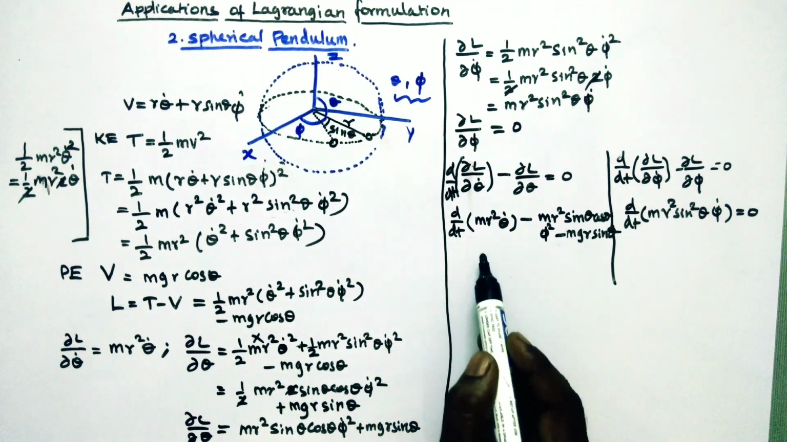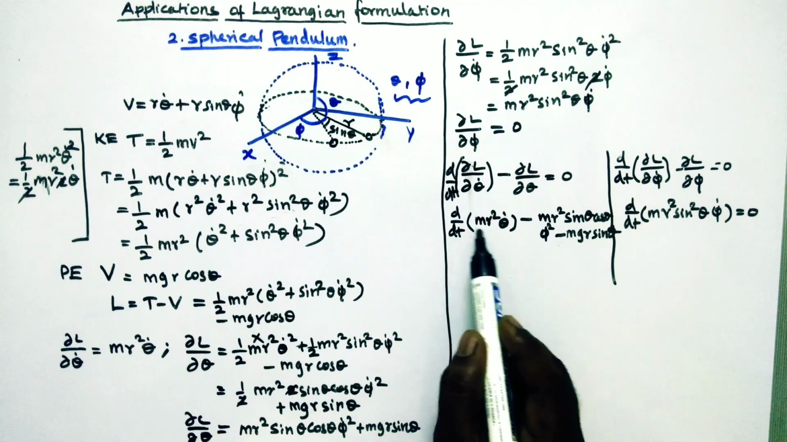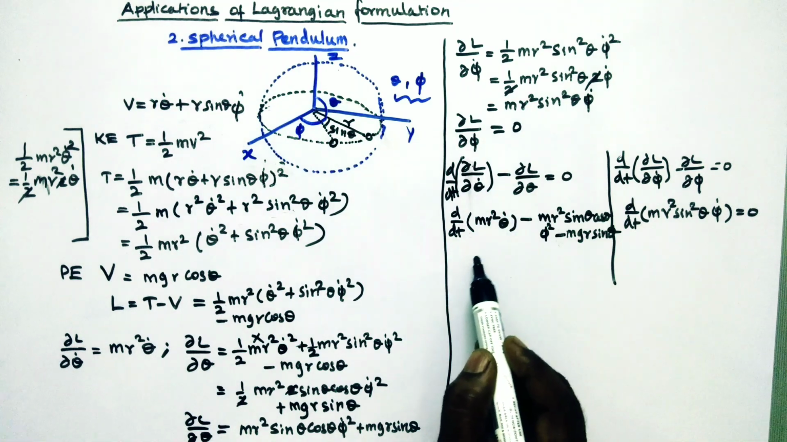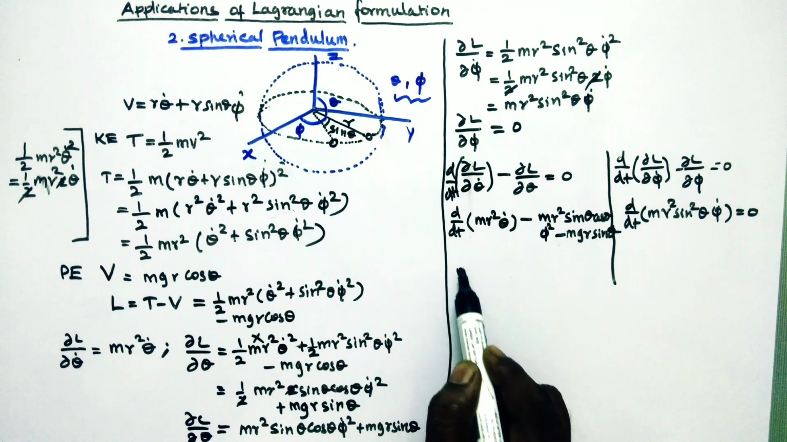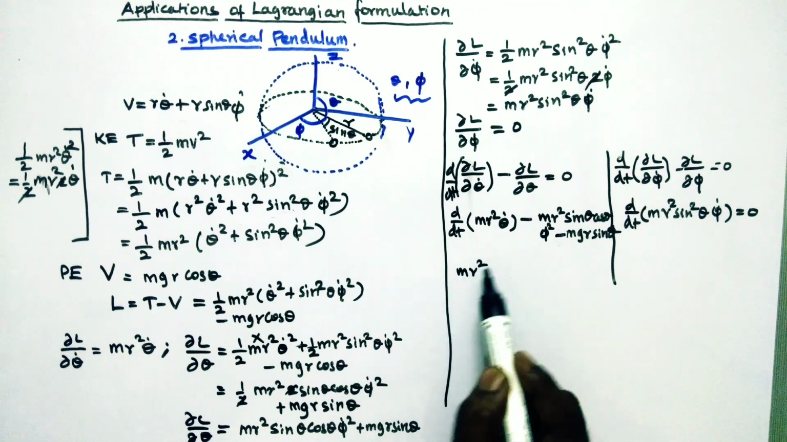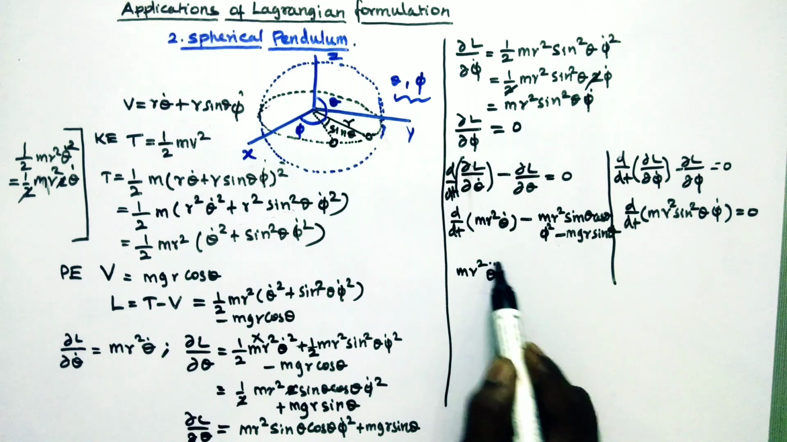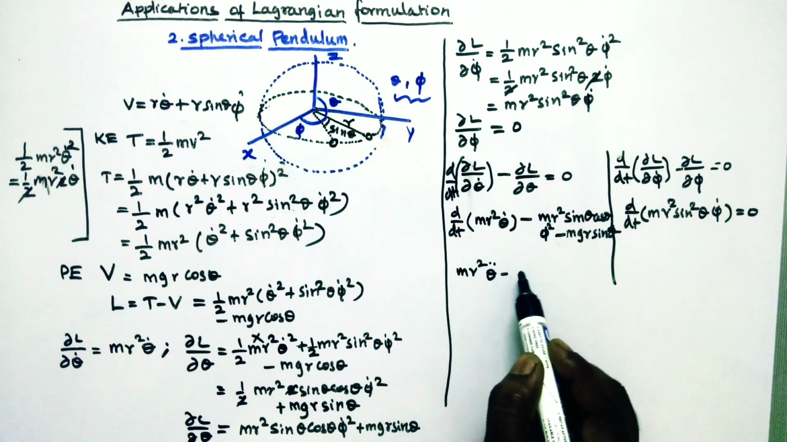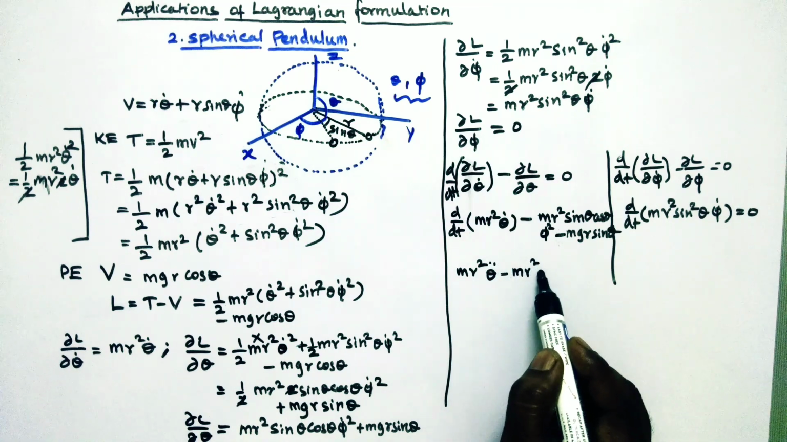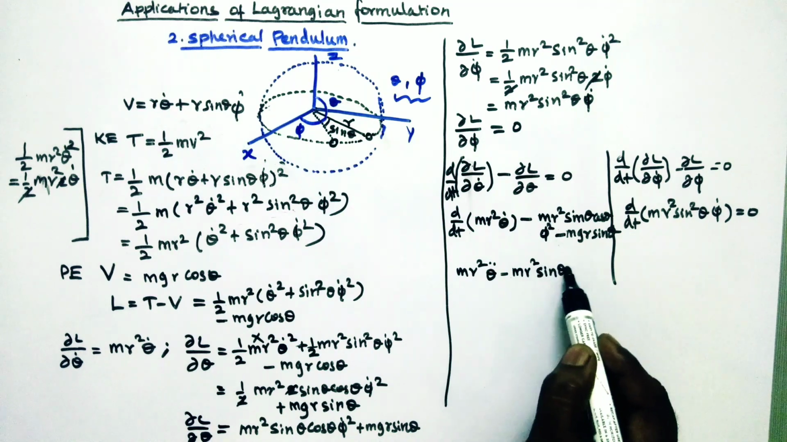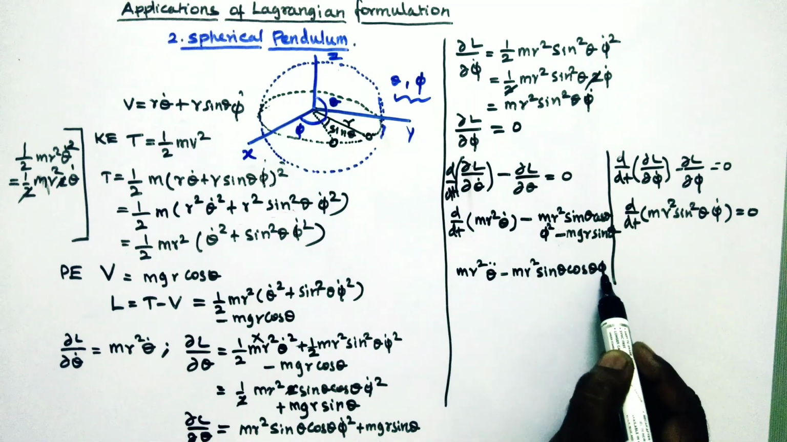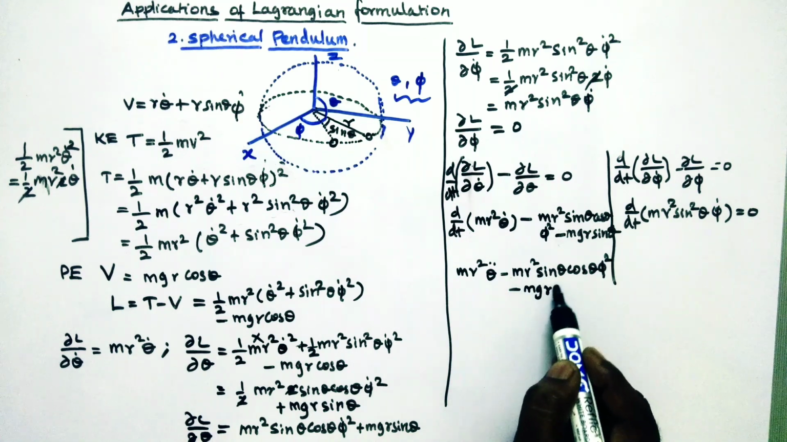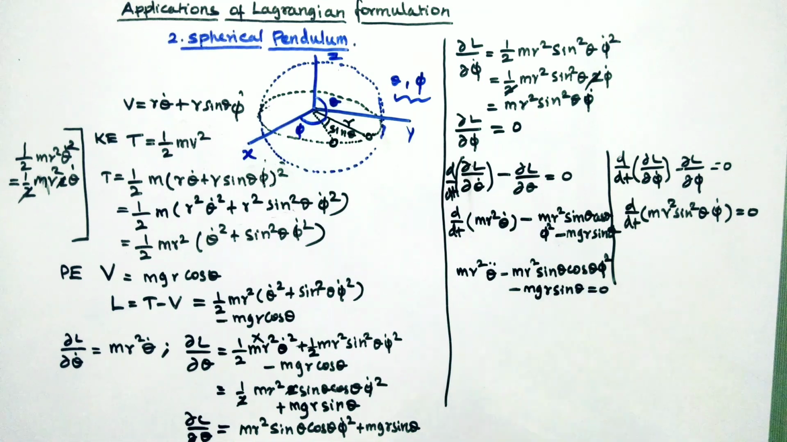And also we can write the same equation here, differentiating the factor theta dot. Already we discussed, no need to explain again. Therefore m r square theta double dot, to get the second order differentiation, theta double dot, minus m r square sin theta cos theta phi square minus m g r sin theta equal to 0.